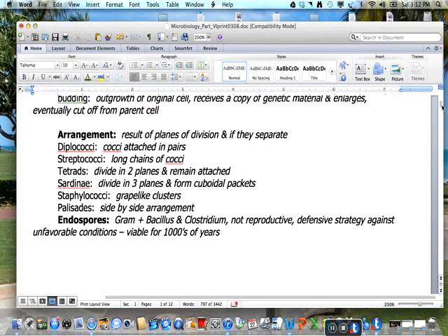Endospores may form in the gram-positive bacillus and clostridium. These are not reproductive, but a defensive strategy to ensure survival in unfavorable conditions. Endospores may remain viable for thousands of years.